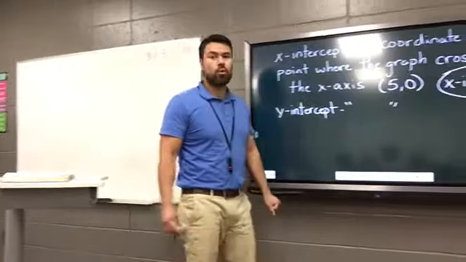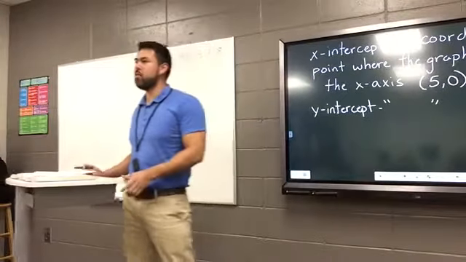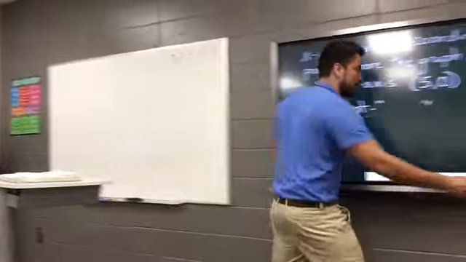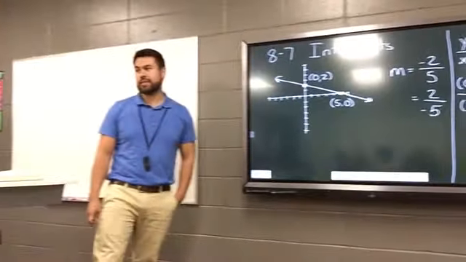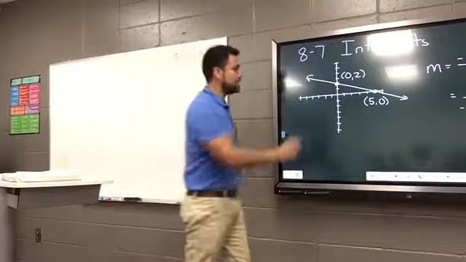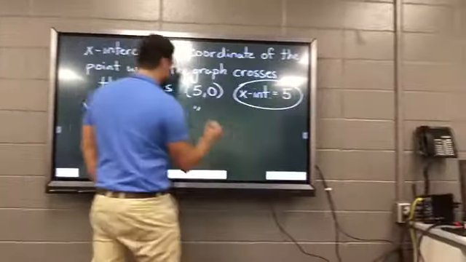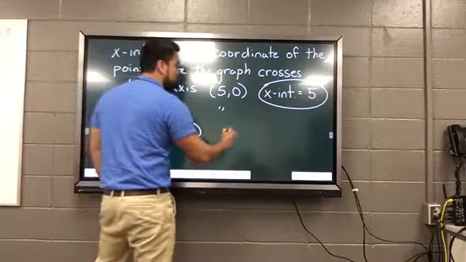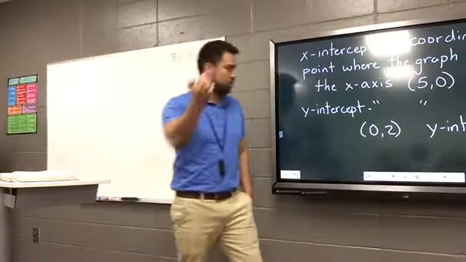Does anyone know what the ordered pair was on my coordinate plane? So where does my line hit the y-axis? I'm going to go back here. Where does my line hit the y-axis? Josh? 0, 2. Right here it hits that y-axis. So that's the point, 0, 2. So what's my y-intercept? What's the y-coordinate of that ordered pair? 2.